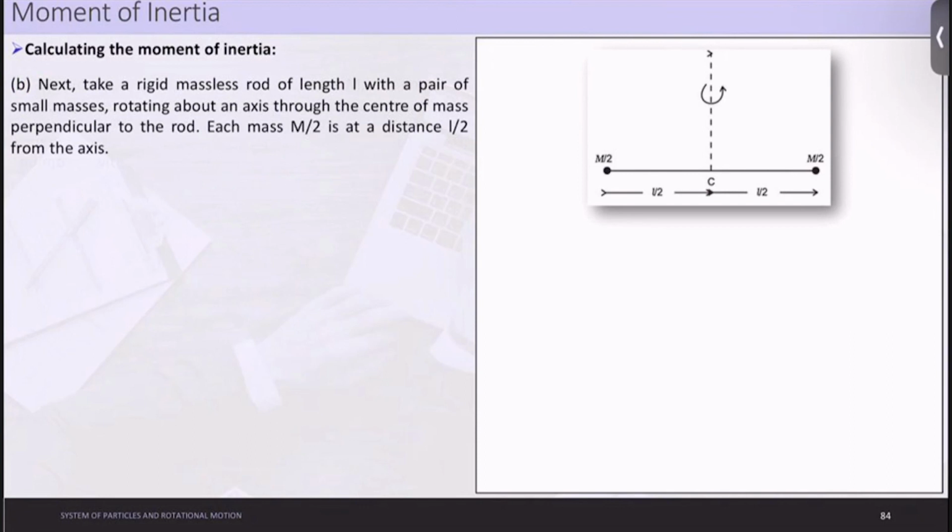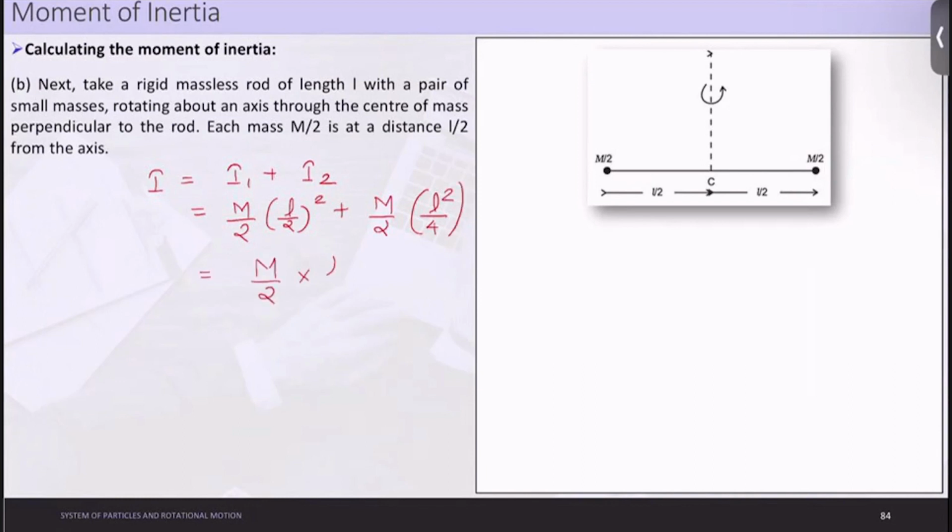So how will we calculate it? The moment of inertia is the summation of the contributions of both these masses. For the first mass, it's mr², plus again mr² for the second. So it is m by 2 into L²/4 into 2. The 2 gets cancelled. Therefore, our moment of inertia becomes mL²/4.